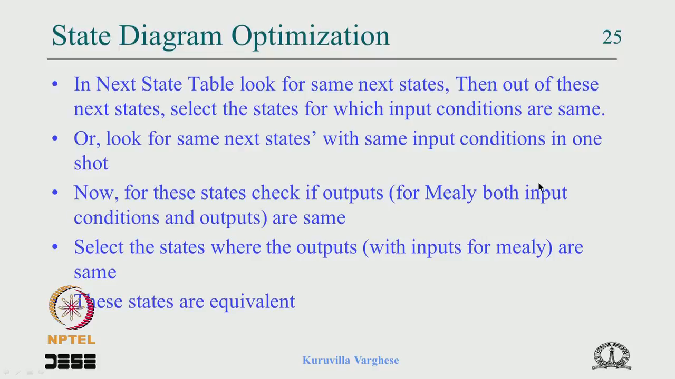So the tools can do that. First look for the identical next state, then look at the input conditions in these states in the next state table. If they are identical, pick up those, go to the output table, and check for these states where the outputs and input conditions are the same. Those states will be the equivalent ones, and you can keep one and remove all the rest, then the state diagram is optimized.